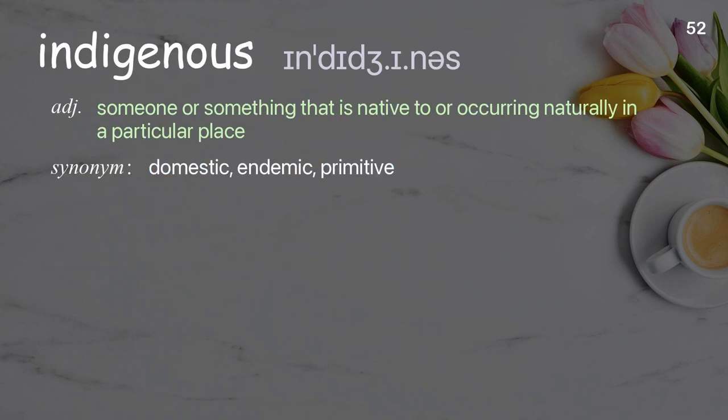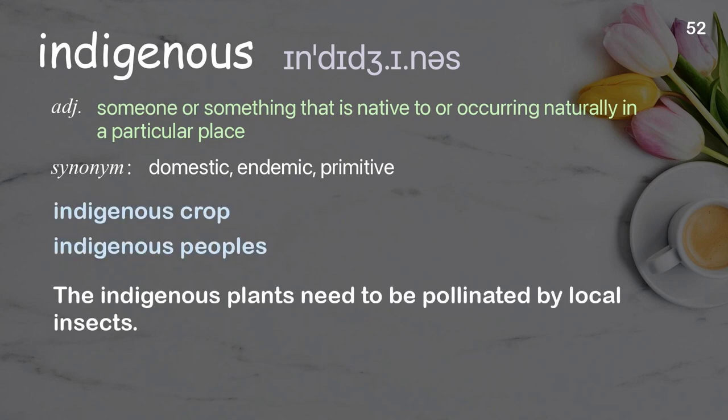Indigenous: someone or something that is native to or occurring naturally in a particular place. Examples: indigenous crop, indigenous peoples. The indigenous plants need to be pollinated by local insects.